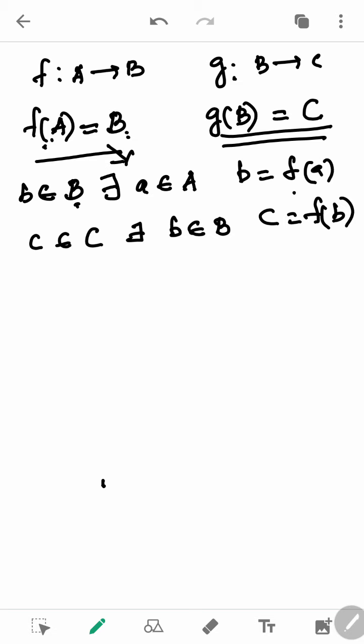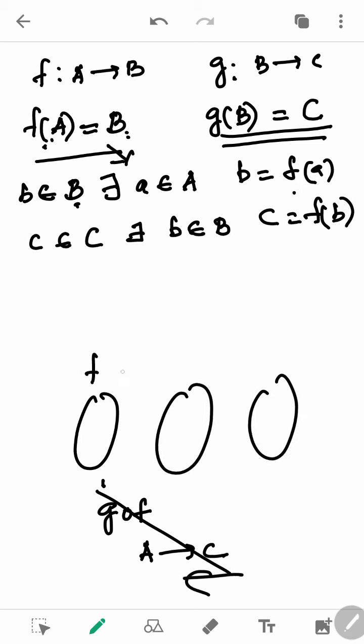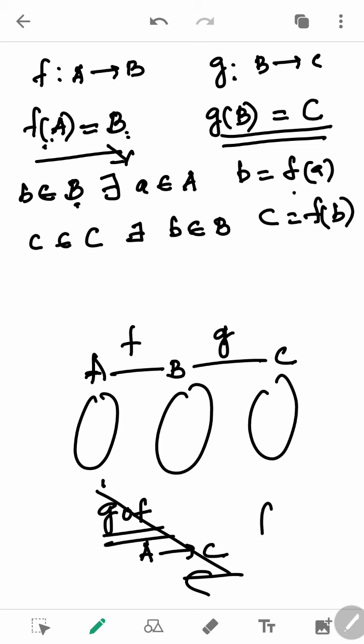g composition f is surjective. g composition f is from where to where? g composition f will be from A to C, right? g composition f means what? Right to left. So f maps from A to B, g maps from B to C. This is g composition f. First we take f of x, then g is applied.